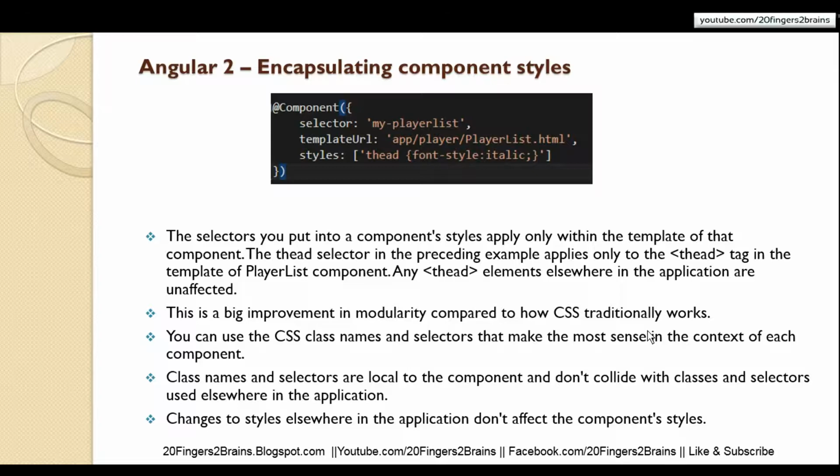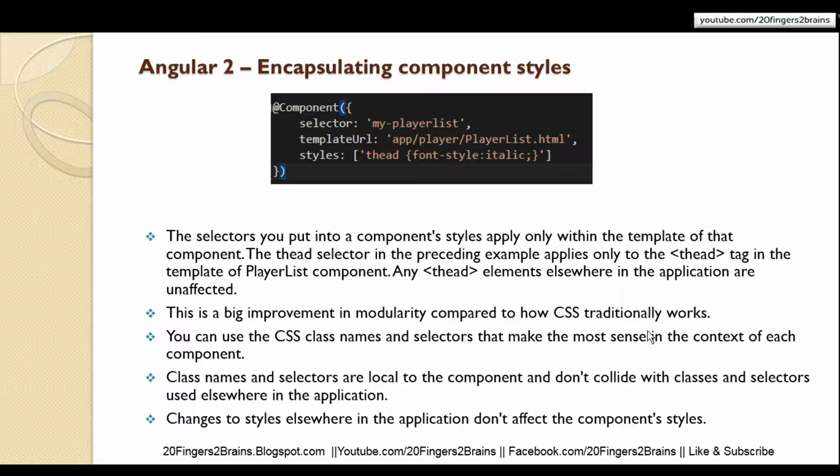The selectors you put into component style apply only within the template of that component. The t-head selector in the preceding example applies only to the t-head tag in the template of the playerlist component. Any t-head elements elsewhere in the application are unaffected. This is a big improvement in modularity compared to how CSS traditionally works. You can use the CSS class names and selectors that make the most sense in the context of each component. Class names and selectors are local to the component and don't collide with classes and selectors used elsewhere in the application. Changes to styles elsewhere in the application don't affect the component style.